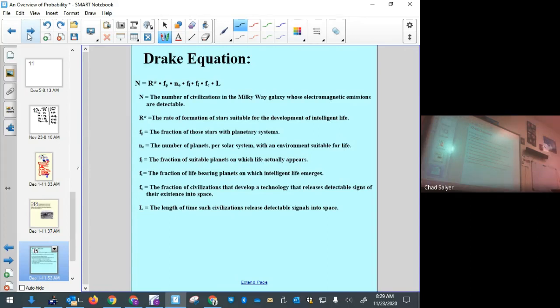F sub I, the fraction of life-bearing planets on which intelligent life appears. So that's the real conundrum there. Are we alone in the universe, as indicated by Fermi's Paradox? Or, who knows? That's a lot of range. And we really have no idea. And then F sub C, the fraction of civilizations that develop a technology that releases detectable signs of their existence into space. And L, this is the one I was talking about where they replace electromagnetic radiation with some other technology, or withdraw from the universe and invest themselves in a virtual matrix world. The length of time such civilizations release detectable signals.